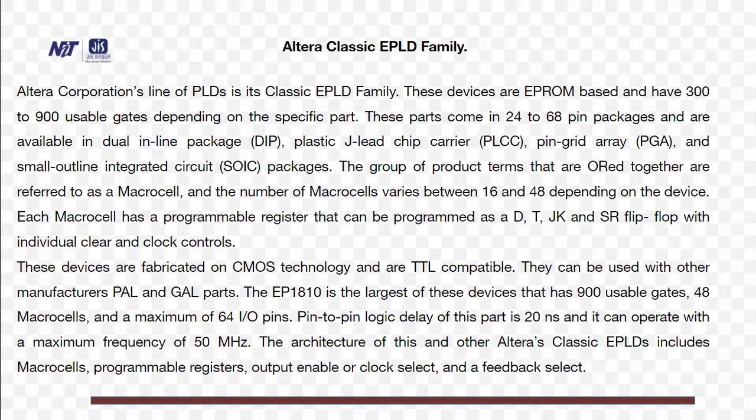The group of product terms that are ORed together is referred to as a macro cell, and the number of macro cells varies between 16 to 48 depending on the device. Each macro cell has a programmable register that can be programmed as a D, T, JK, SR flip-flop with individual clear and clock controls. These devices are fabricated on CMOS technology and are TTL compatible. They can be used with other manufacturers' PAL and GAL parts.